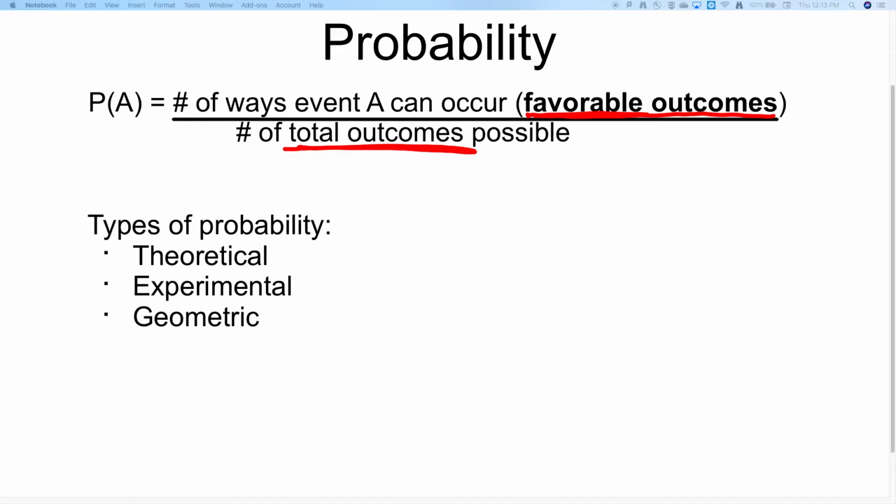The difference between theoretical and experimental is that theoretical is what should happen in theory. Based on the sample space, what are the total outcomes that are possible? What are the number of favorable outcomes in that sample space? This is what should happen. But of course we know that's not always what actually happens.